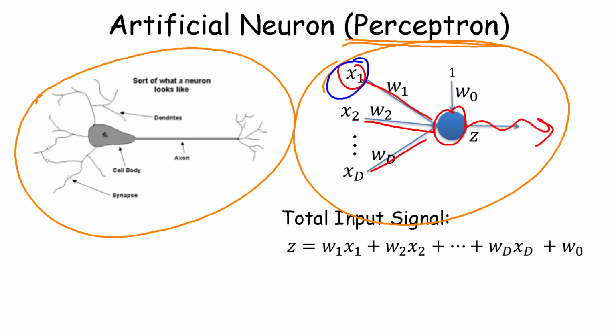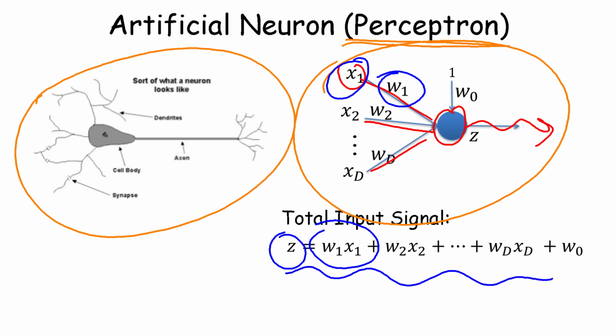Each input X has a connection strength or weight associated with it. The contribution of each input X is obtained by multiplying it with its weight. I am going to use the letter Z to represent the summation of the inputs multiplied by their weights. And I will call this summation the total input signal coming into the neuron.